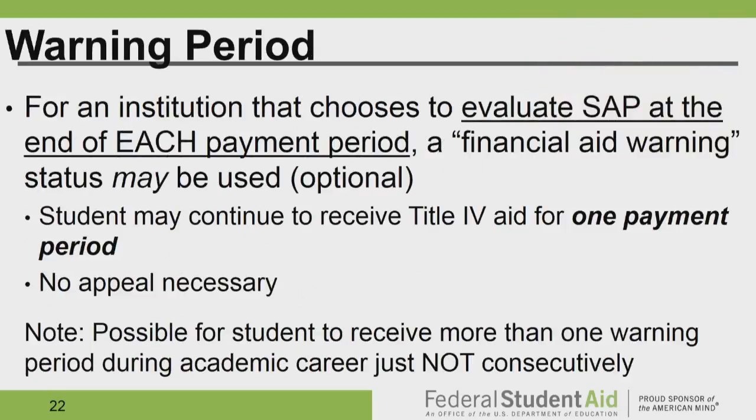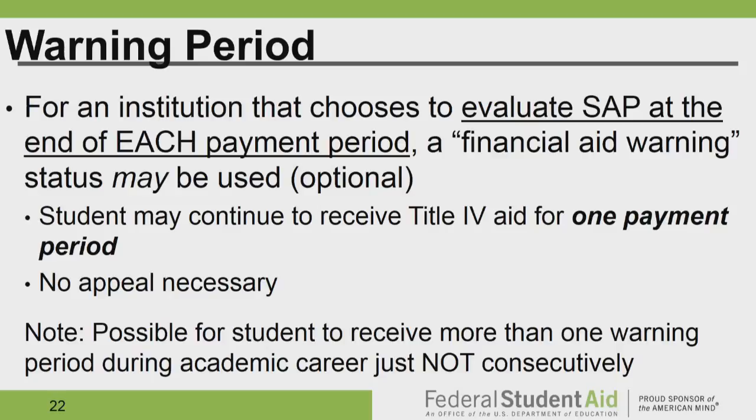Who gets to use a warning period? This is where it matters how often you check SAP. You're able to use a warning period if you monitor SAP at the end of each and every payment period in your program. That includes summer for those of you that are more traditional. But it's optional. You don't have to have a warning period. You may. So again, you have some flexibility. Remember that this warning period is only 1 payment period long, but the positive of a warning is there's no appeal.